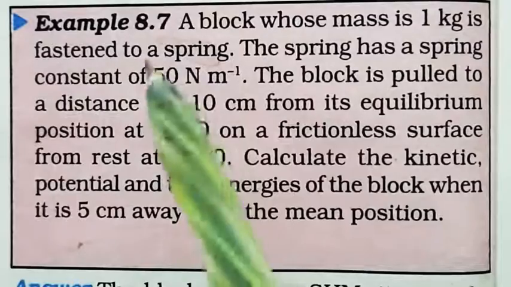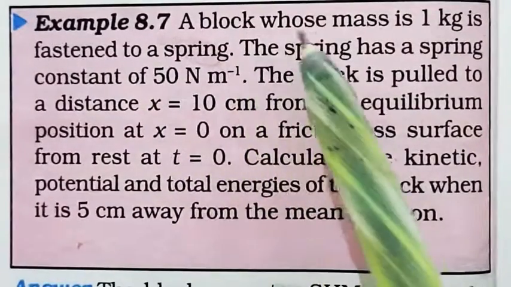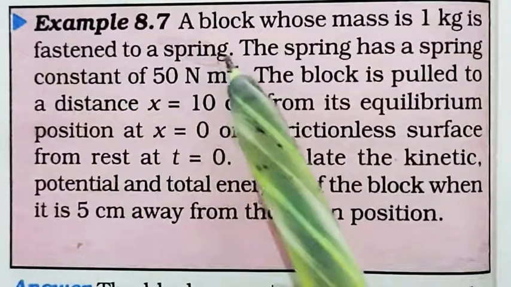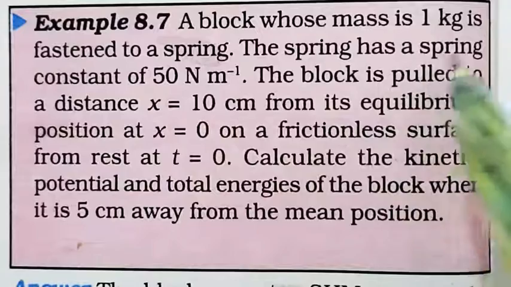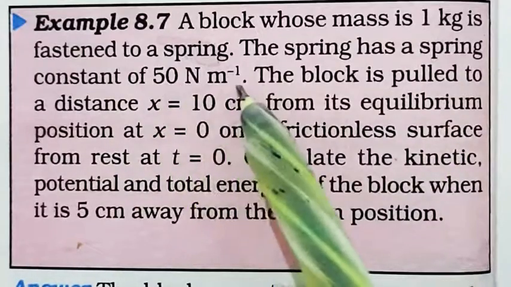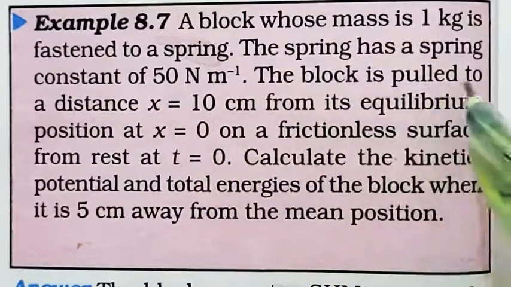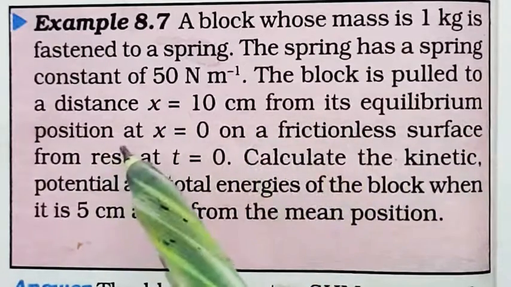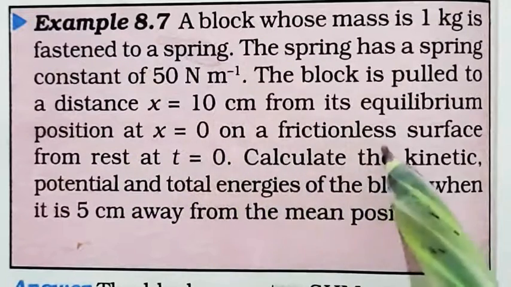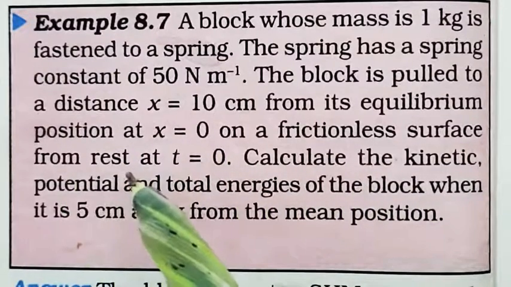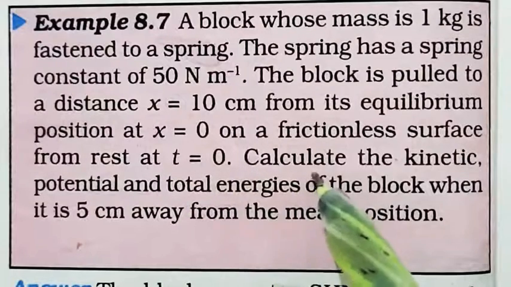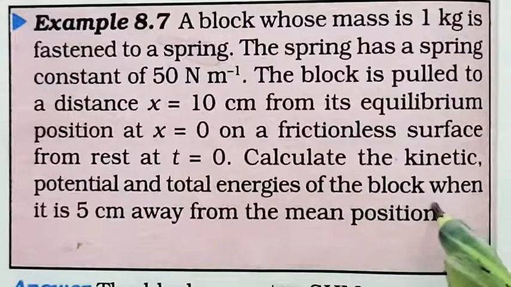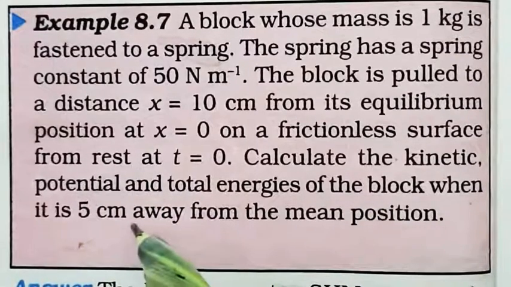See example problem 8.7. A block whose mass is 1 kg is fastened to a spring. The spring has a spring constant of 50 Newton per meter. The block is pulled to a distance x equal to 10 centimeter from its equilibrium position at x equal to 0 on a frictionless surface from rest at t equal to 0.